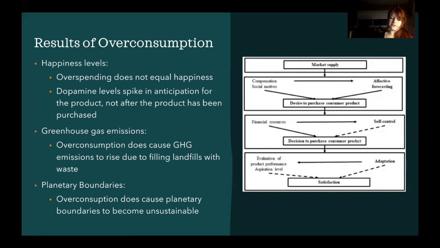Planetary boundaries and overconsumption. Overconsumption is one of the driving forces of the planetary boundaries being exceeded. It has been shown in numerous examples that if society continues consuming at the rate that it is today, the planet will exceed its boundaries in only a matter of 2 decades. Overconsumption is a practice that continues the upward trend of unsustainable levels of the planetary boundaries.